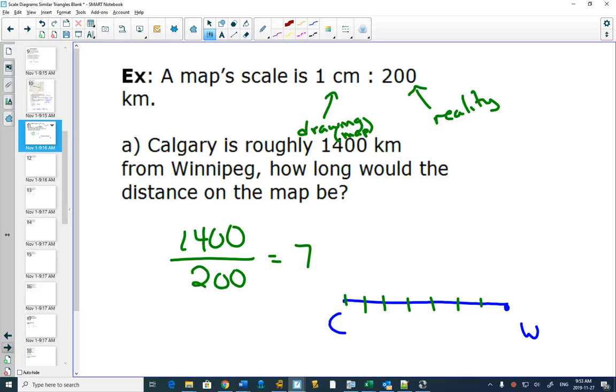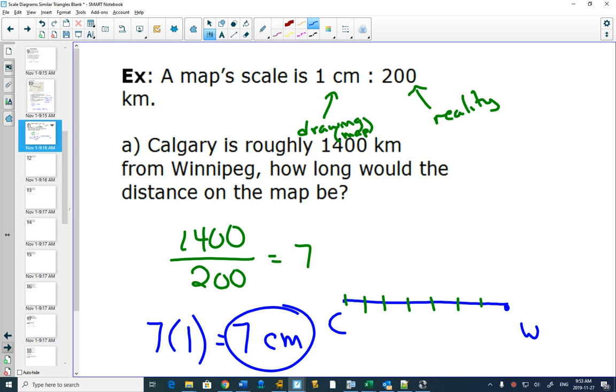And each time you go 200 kilometers in reality, on the map, that's going to be 1 centimeter. So then you would go 7 times 1, well, that's not very hard math, and get 7 centimeters for the distance on the map. So it kind of makes sense that maps are not made with a scale of 1 centimeter equals 1 centimeter.